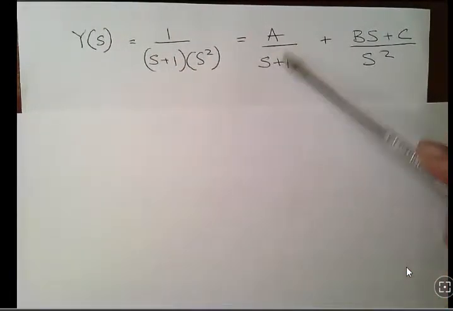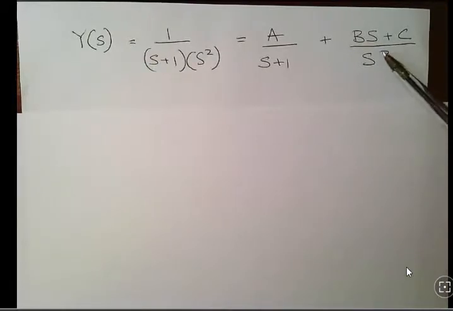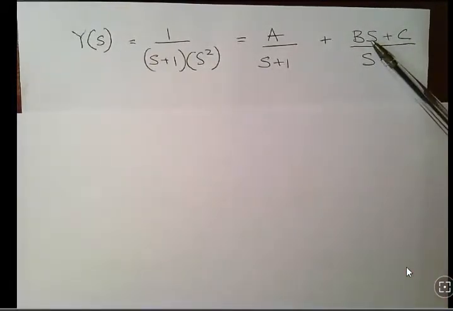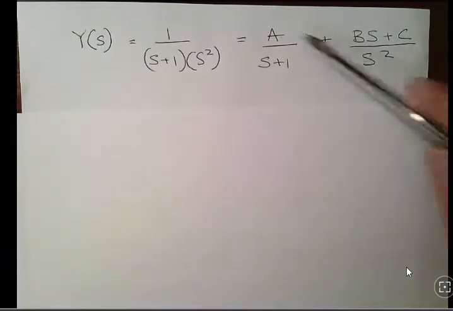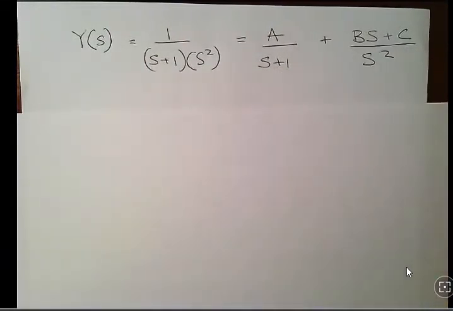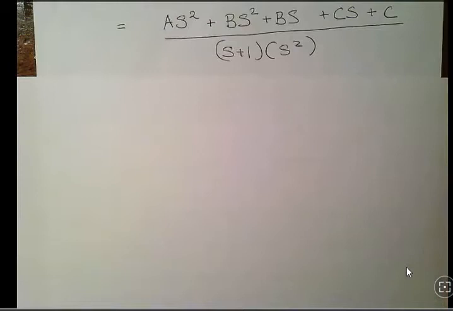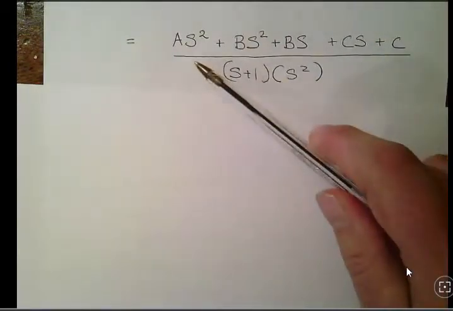and we write A over s plus 1 plus, this is a polynomial of degree 2, so we have a polynomial of degree 1 above the line there, which is bs plus c. So what we have to do is simplify that and find out what a, b, and c are, and then get the inverse Laplace transform. It's a good bit of a number crunch there.